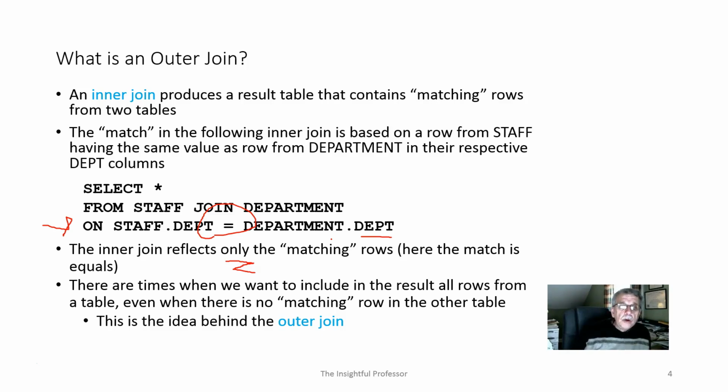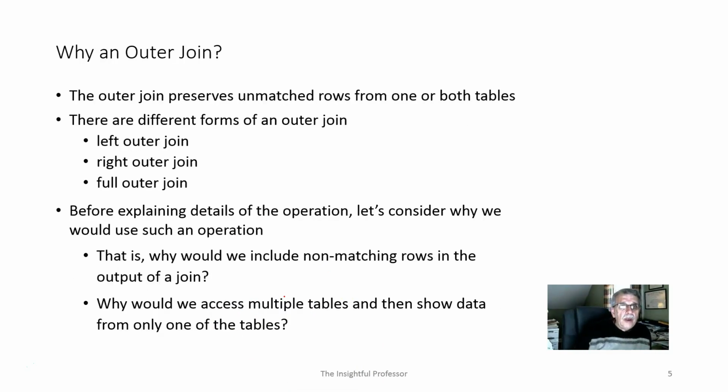But suppose we wish to include those non-matching rows from either or both of the tables. That is the function of the outer join. Now, the outer join is said to preserve the unmatched rows. And the unmatched rows could come from one table or both tables. So there are three forms of the outer join, what is referred to as a left outer join, a right outer join, and a full outer join. And we'll explain each of these with examples.